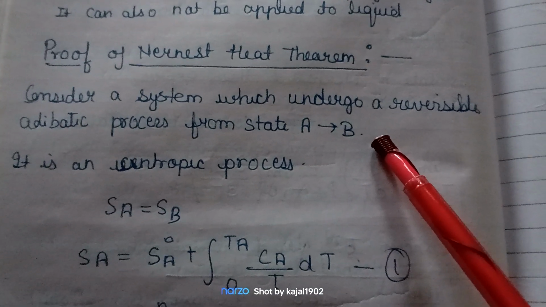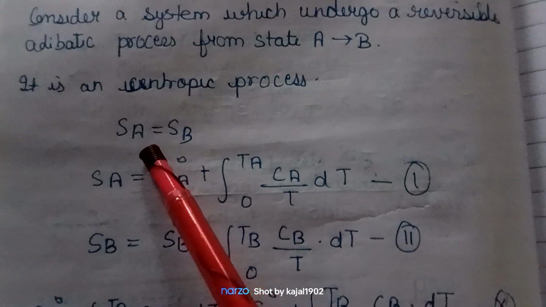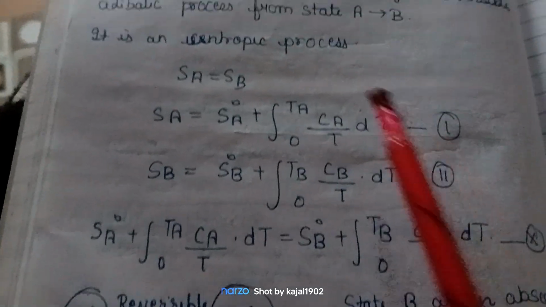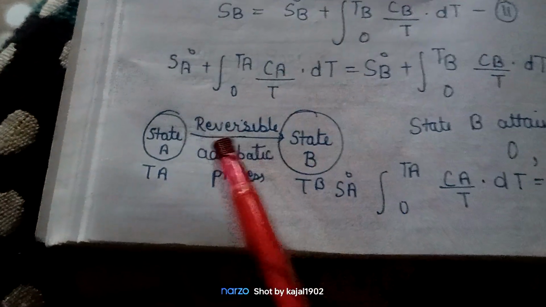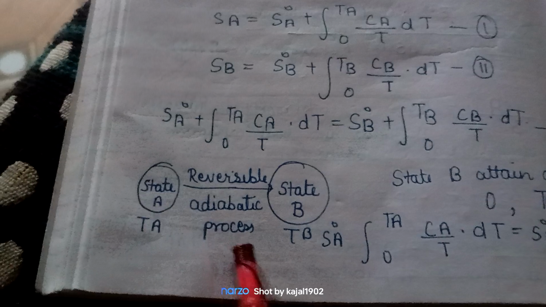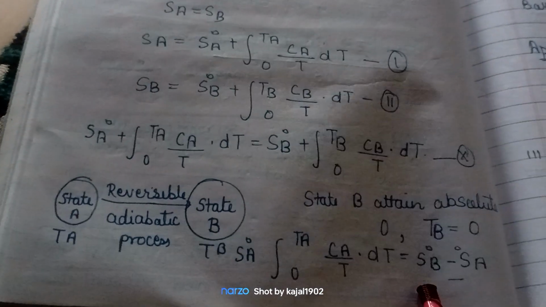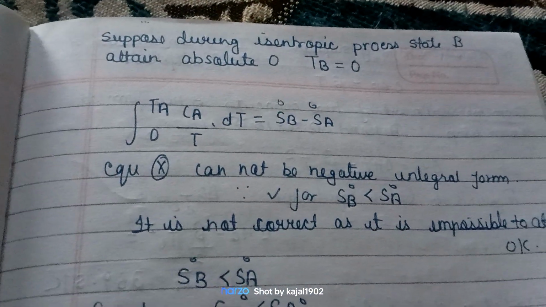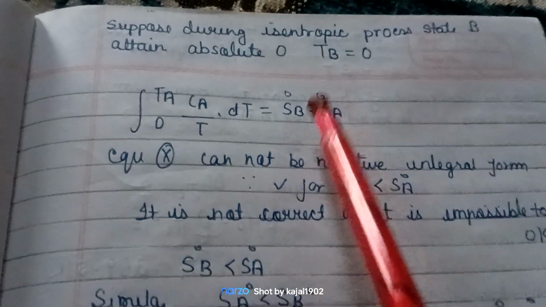Consider a system which undergoes a reversible adiabatic process from A to B. So SA is equal to SB. So the value for this one is equation first and this is equation second. When we equate SA equal to SB, here we equate this. So here you can see state A and state B, reversible adiabatic process, then temperature T1 to T2. Suppose during the adiabatic process state B attains absolute 0, TB equal to 0. So this one is SB minus SA.